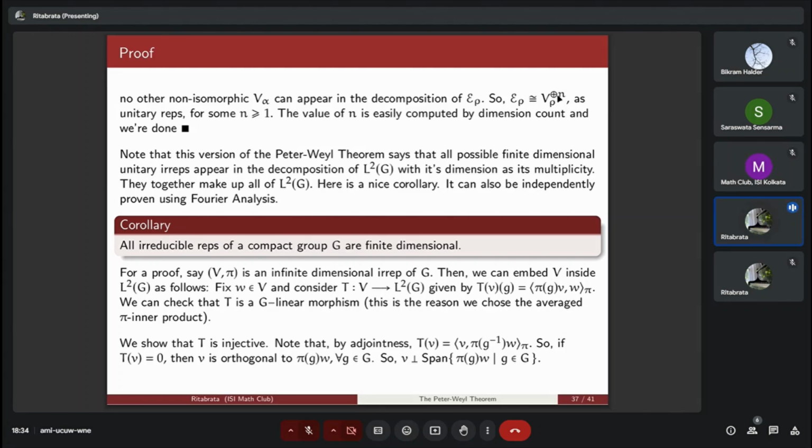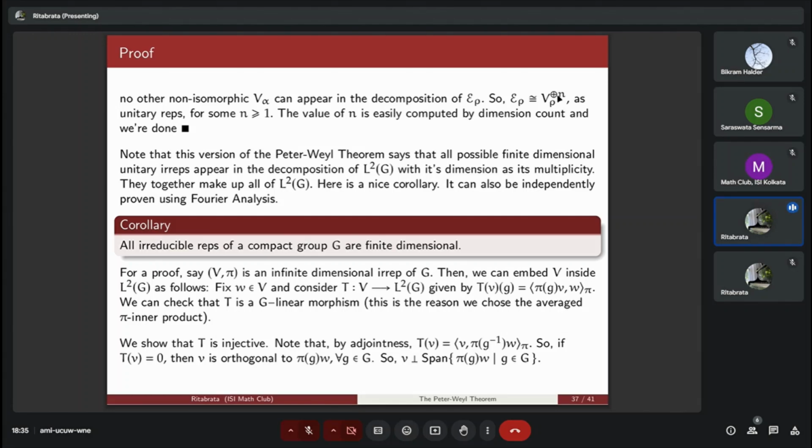And after this we have a nice corollary. It says that all irreducible representations of a compact group G are finite dimensional. This might not be true for locally compact groups. We have infinite dimensional irreducible representations of R.